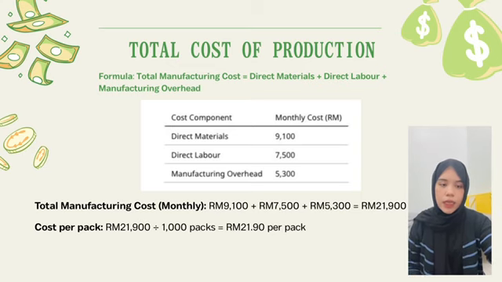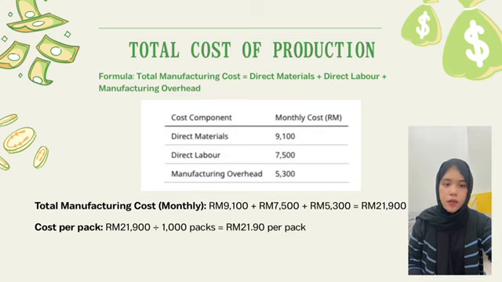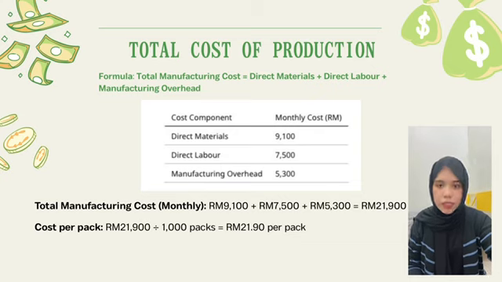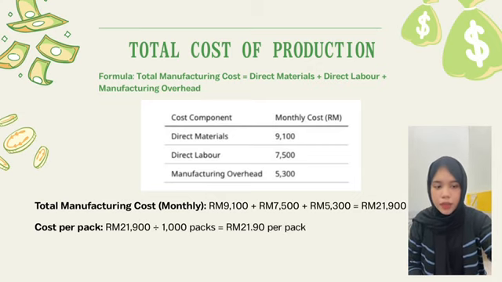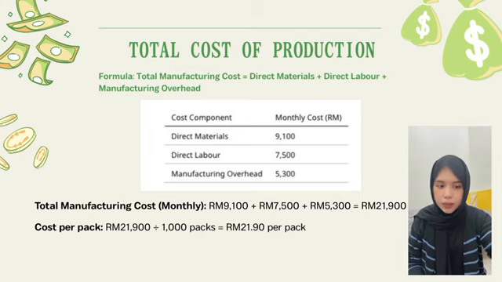For this slide, I will explain the total cost of production at the company level. The formula used for total manufacturing cost consists of direct materials, direct labor, and manufacturing overhead. Based on our data, the monthly cost for direct materials is 9,100 ringgit, direct labor is 7,500 ringgit, and manufacturing overhead is 5,300 ringgit. When we add all these costs together, the total manufacturing cost per month is 21,900 ringgit. Since the company produces 1,000 packs per month, the cost per pack is 21 ringgit 90 cents.